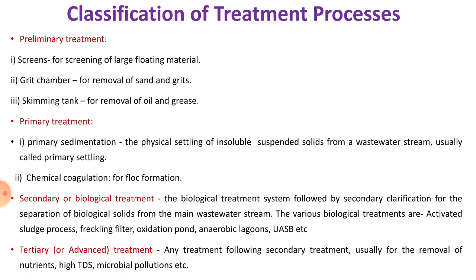If physical settling is possible, then it is carried out in the primary sedimentation. But if the suspended solids remain in suspension for a longer period and do not settle readily, in that case we have to carry out chemical coagulation, where chemicals are added which result in floc formation. And once the floc is formed, that floc, which is heavier than water, will start settling at the bottom, and thereby it can be removed from the wastewater. So these are the two methods under the primary treatment.